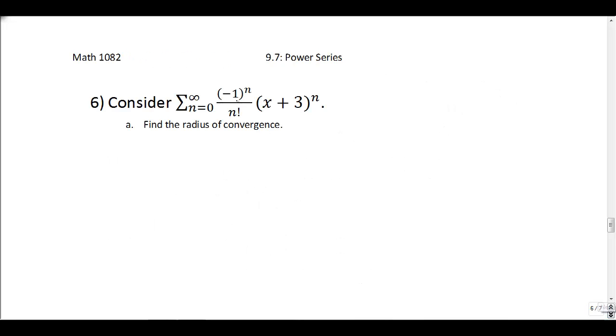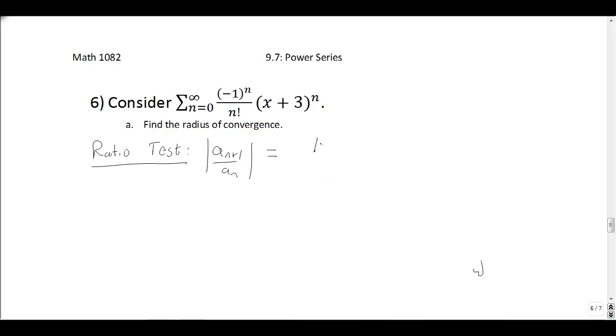Next one here, we've got essentially the same thing as number 3, but now we have an x plus 3 to the n instead of an x to the n. Again, I see a factorial, makes me think ratio test is probably the way to go. So I'm going to do a ratio test. And what I'm going to get here is a n plus 1 over a n, but I have to take the absolute value. Let's do the absolute value in each part.